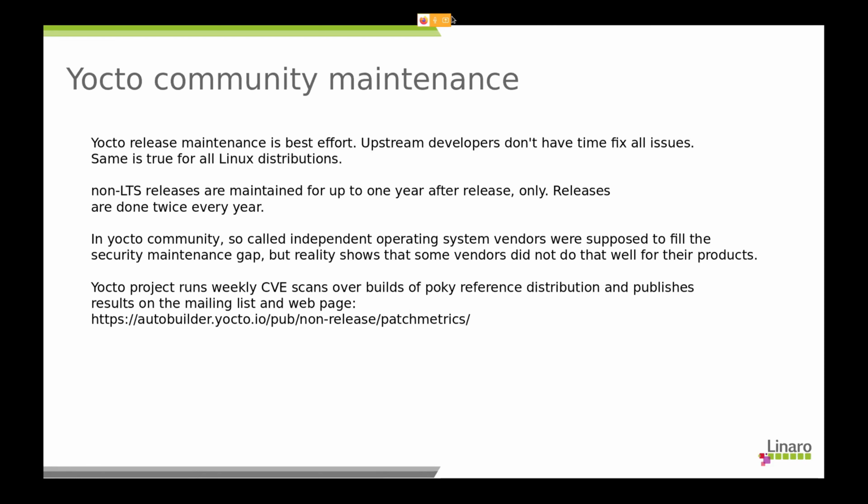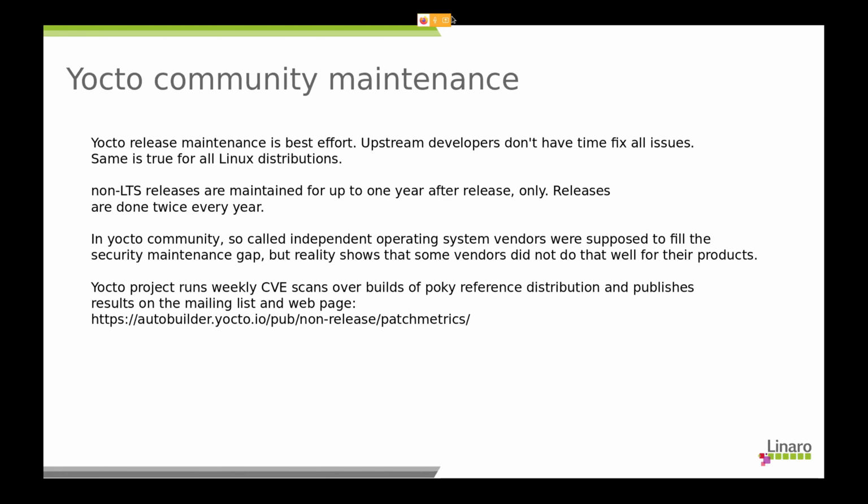vulnerability gap. Then Yocto upstream runs weekly CVE scans, and results are posted to the mailing list as well as maintained in this patch metric page. So Yocto upstream developers are tracking at least the status of the CVE issues, but not necessarily fixing all the items there.